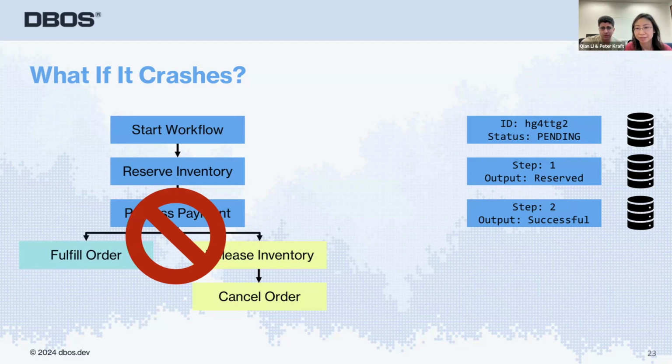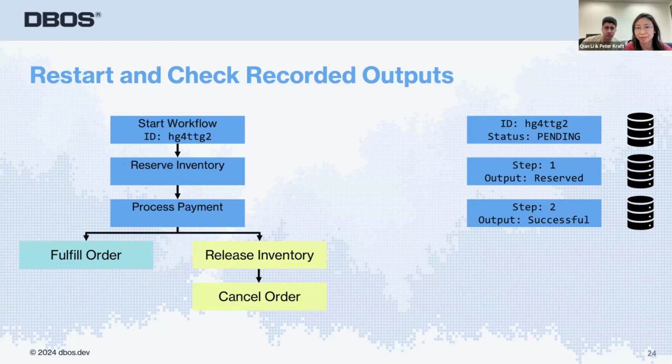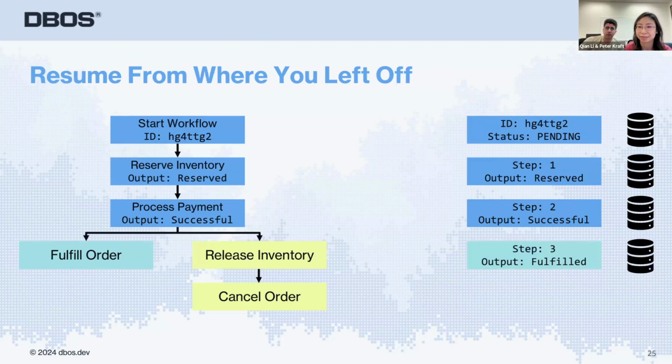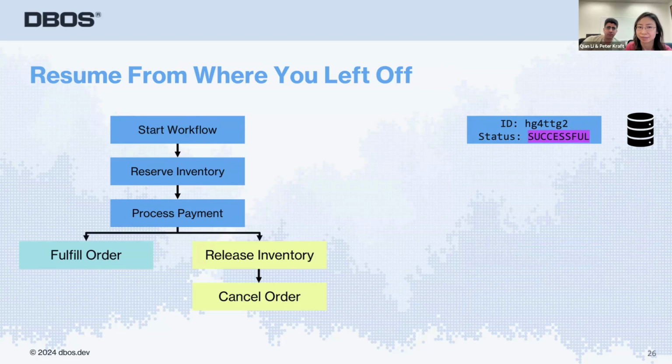But in DBOS, because we have these records, when the program restarts, it can see there's this pending checkout workflow. And this workflow has successfully reserved inventory and successfully processed payment. So we can recover this workflow to the next step. And looking at its logic, the next step is fulfilling the order. We can execute that step normally with all the inputs we already know. And then once we've done that, the workflow succeeded, so we can mark the workflow as successful and move on. We're done successfully processing this workflow.